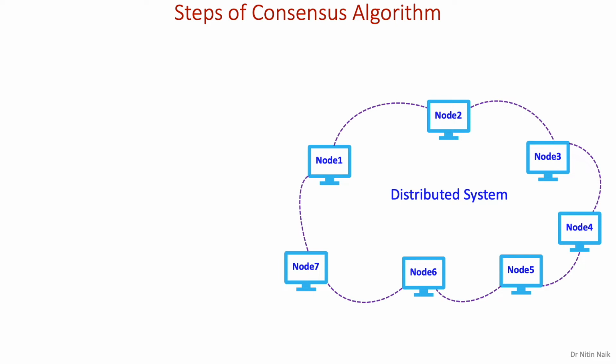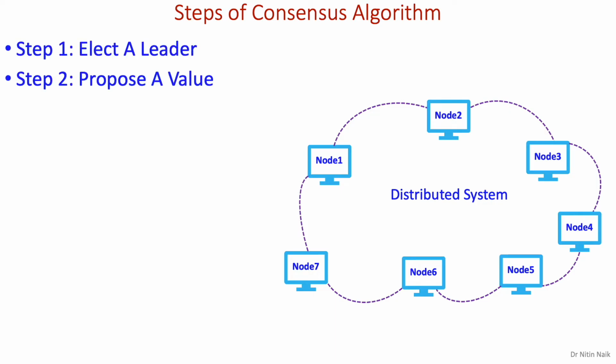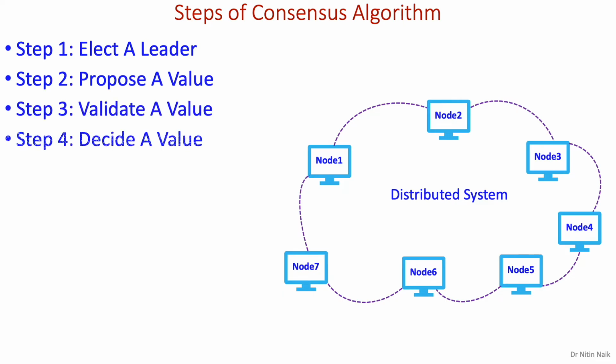To implement consensus in distributed systems, we develop a consensus algorithm or protocol which may normally employ the following steps to reach a consensus. Step 1, elect a leader. Step 2, propose a value. Step 3, validate a value. And step 4, decide a value.